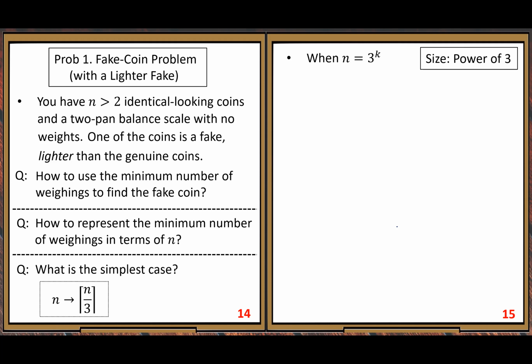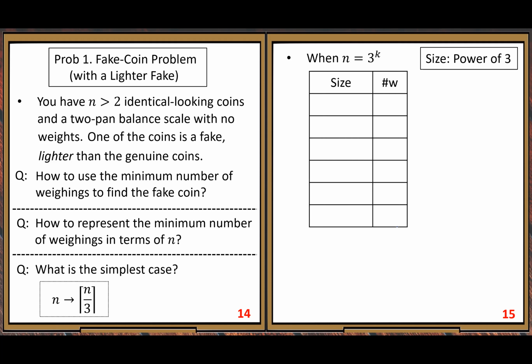Now, if n equals 3 to the kth power, how many weighings do we need to find the fake coin in this group? So is that the log base 3? Don't guess. Here, let's run it: left column size, right column number of weighings. Okay, let's run it. Try to find some rules between these two columns.